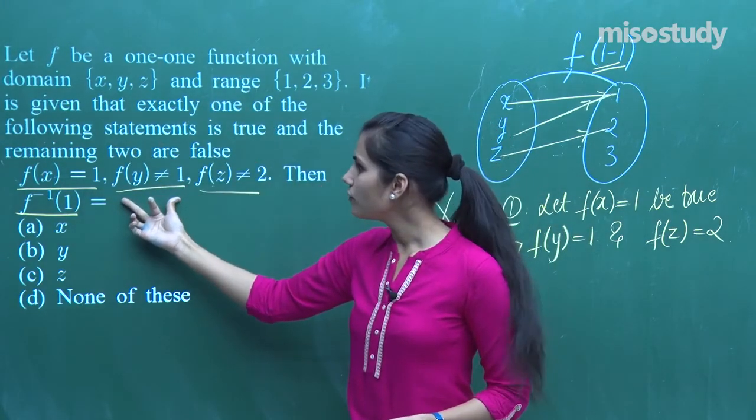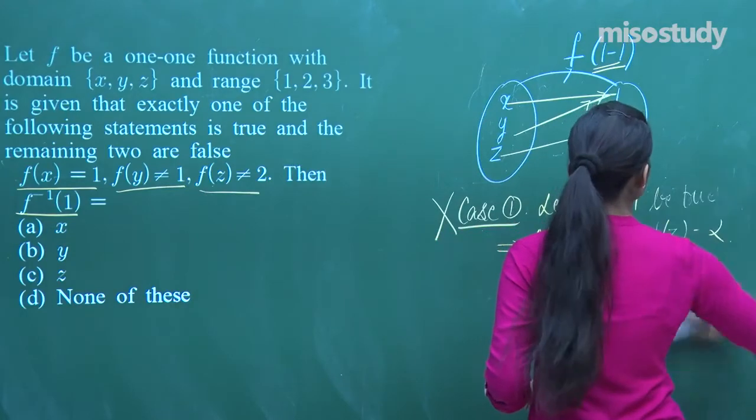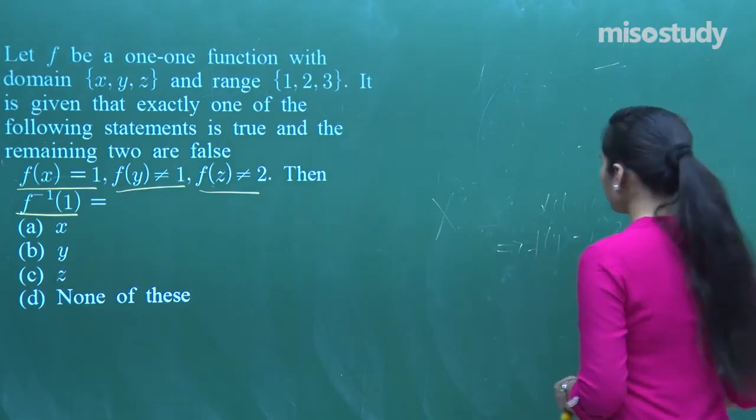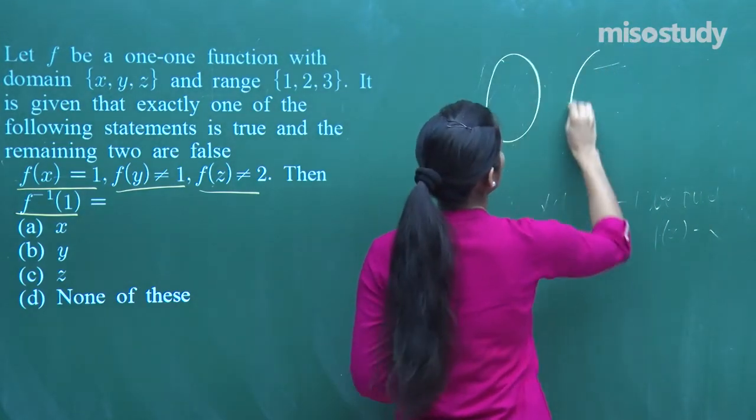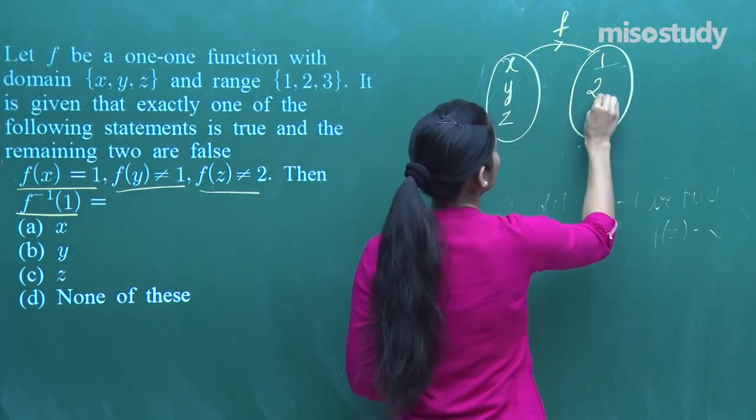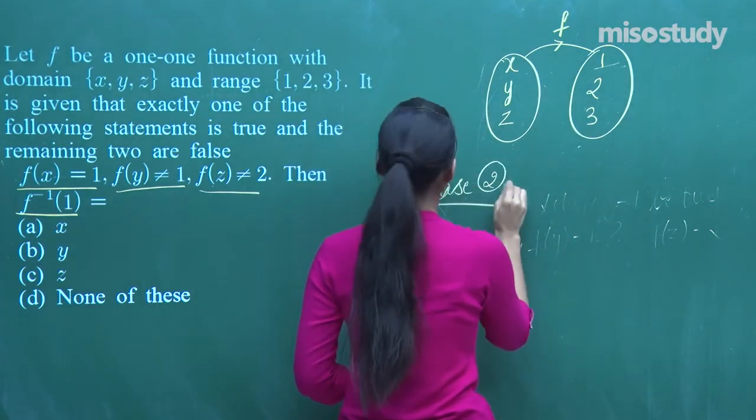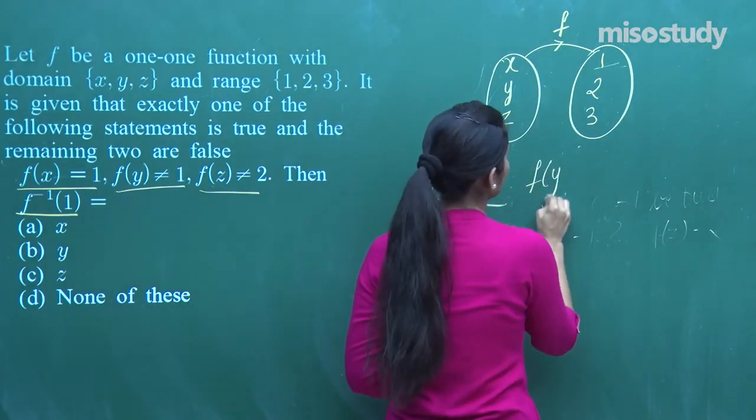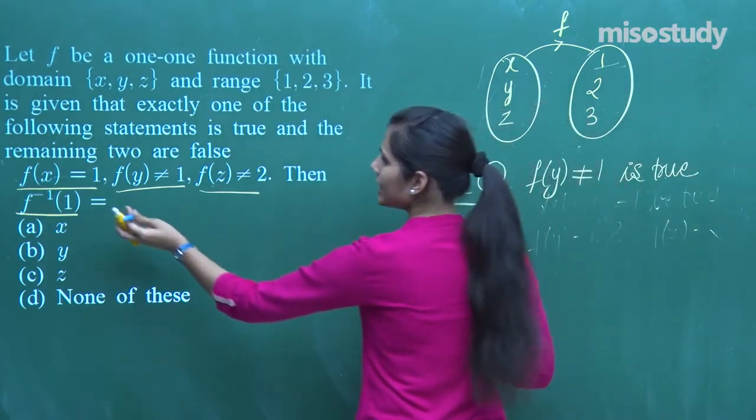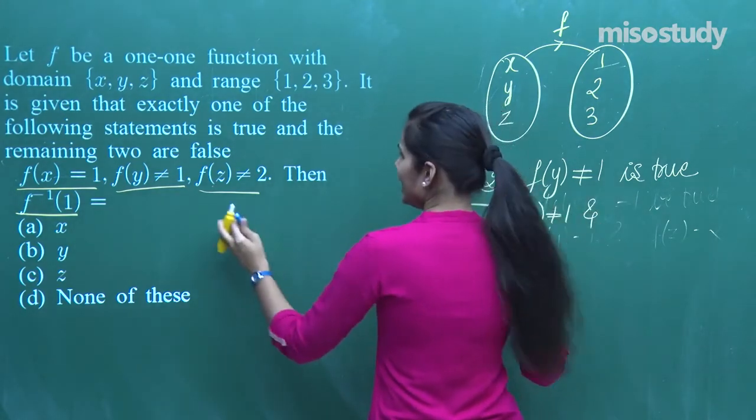In case 2, let's take f(y) not equal to 1 is true. That means this and this are false. Then what do we get? Let's see. So first case cannot hold. Okay, so I have my f, x, y, z, 1, 2, 3. Suppose, so case 2, suppose f(y) not equal to 1 is true. That means the rest of the two statements are false. That means f(x) is not equal to 1 and f(z) is equal to 2.